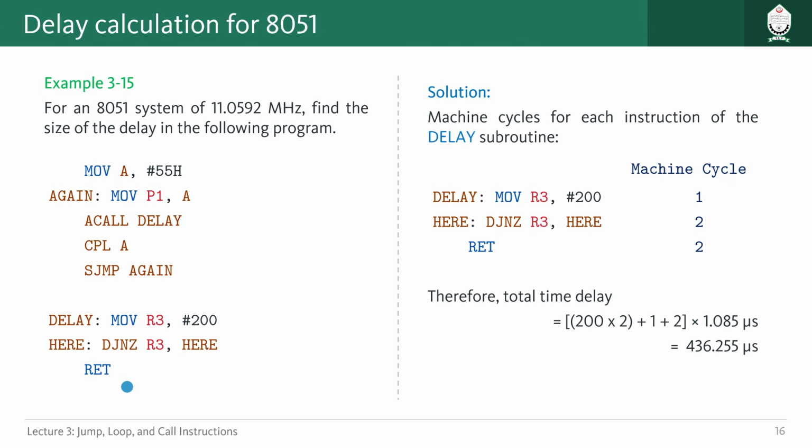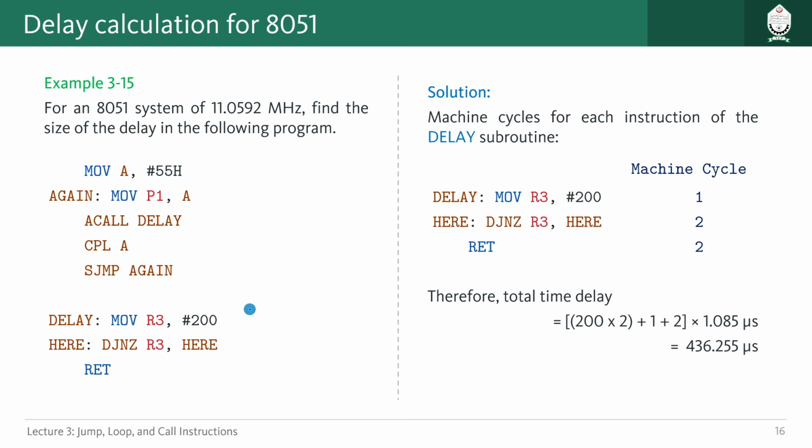Okay, so let us look at one simple example of how to calculate the exact time delay for any kind of code. We are taking one example from the Majidi book, 3.15. Here you can see an 8051 system with 11.0592 megahertz. They are asking what the time delay is, basically the amount of time we are getting from that delay. Here you see this is the program, but we have used a subroutine DELAY, and we have to calculate how much time we are getting from this delay.